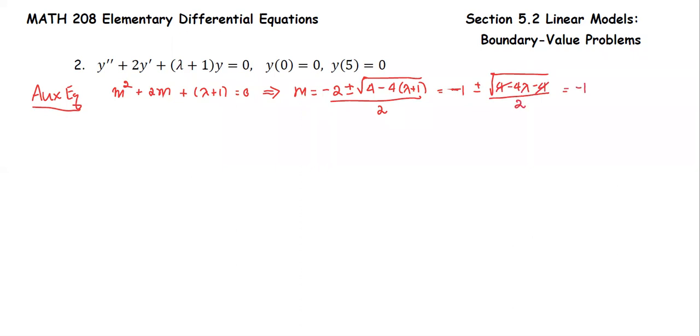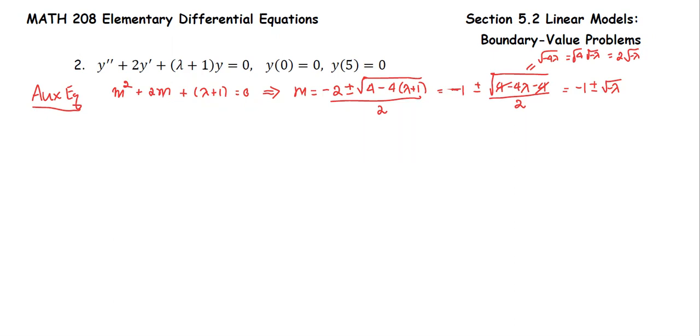So now it becomes negative 1 plus or minus the square root of negative 4 lambda, which is 4 times negative lambda. Square root of 4, sorry, that's 2 times the square root of negative lambda. 2 divided by 2, so that becomes negative 1 plus or minus the square root of negative lambda. You guys okay? Yeah?